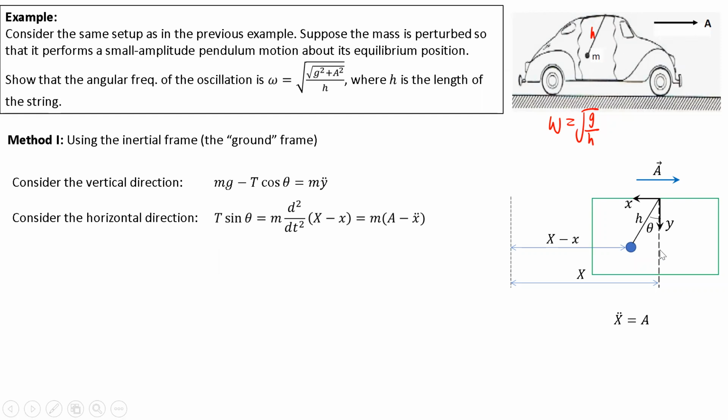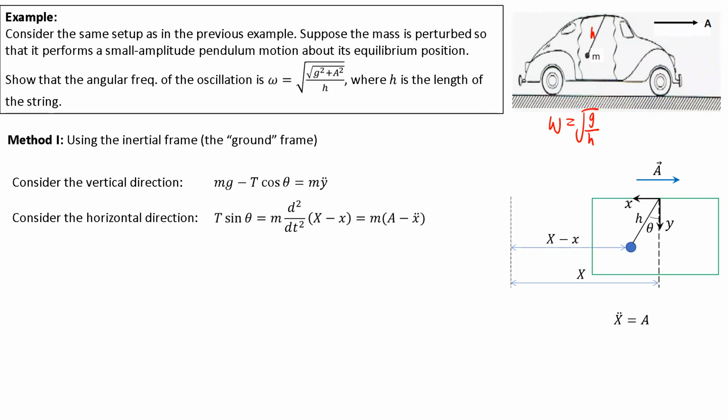And then along the horizontal direction, the only horizontal force is T sine theta, and that has to equal m times the acceleration of this ball with respect to the ground observer. That would be the second-order derivative of capital X minus small x, which is just equal to m times capital A minus x double dot.